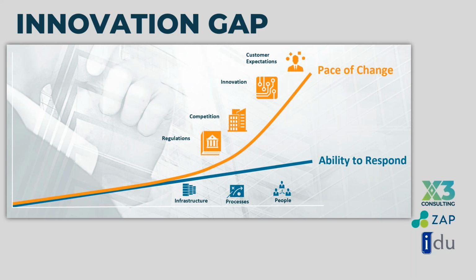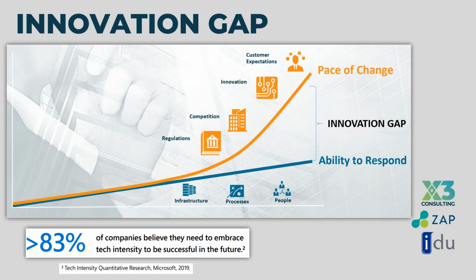Okay, what is the innovation gap? The blue line talks about the speed that a business can actually change at. People, processes, infrastructure, they all slow things down and stop innovation. The yellow or orange line is reality. That is what is happening on a day-to-day basis. And that's your gap. Microsoft have said that 83% of businesses are going to have to spend some money to actually bridge that gap, to make an investment.